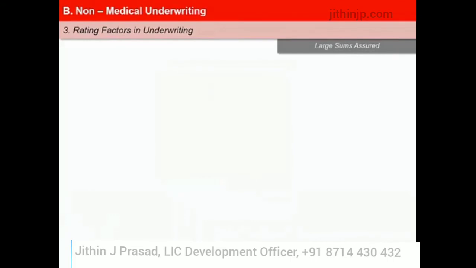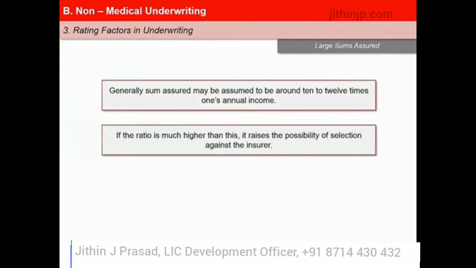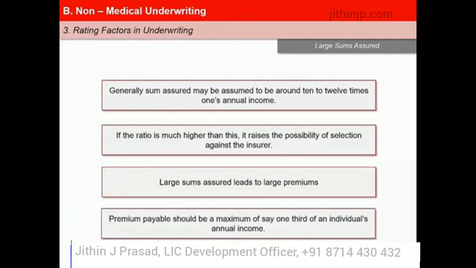An underwriter needs to be aware of the cases in which the amount of insurance is very large relative to the annual income of the proposed insured. Generally, sum assured may be assumed to be around 10 to 12 times one's annual income. If the ratio is much higher, it raises the possibility of selection against the insurer. Large sums assured imply large premiums and thus raise the question about continuation of payment of such premiums. In general, it would be prudent to limit the amount of insurance so that the premium payable is a maximum of, say, 1/3 of an individual's annual income.